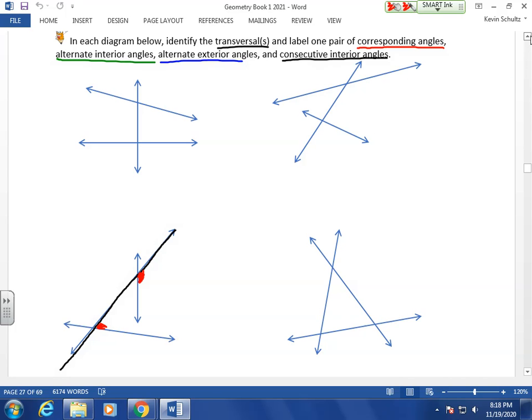For alternate interior angles, I'm going on the interior. There's one. What's the other alternate interior angle to go with that angle in green? Alternate, opposite side of the transversal, in between the lines. It's going to be right here.